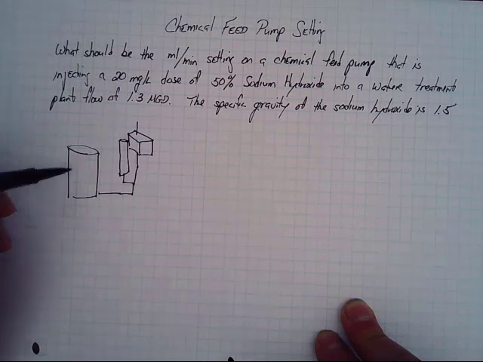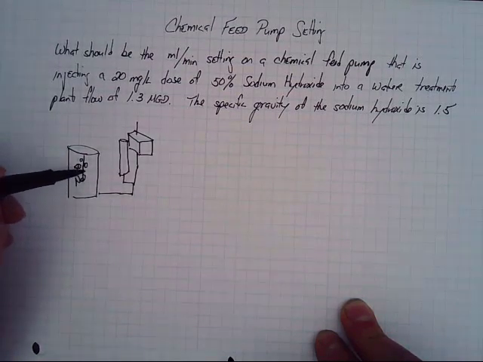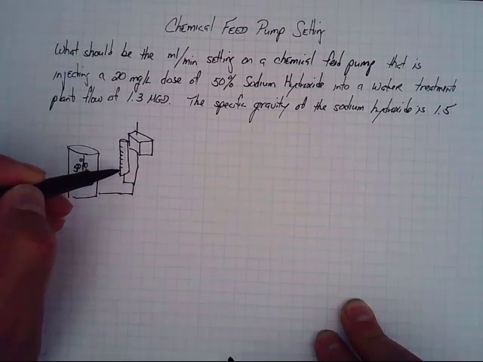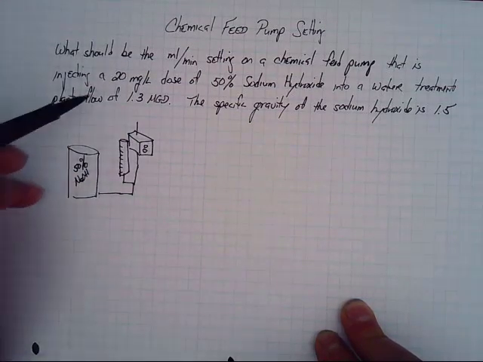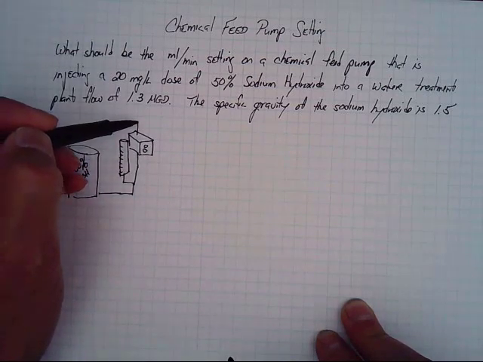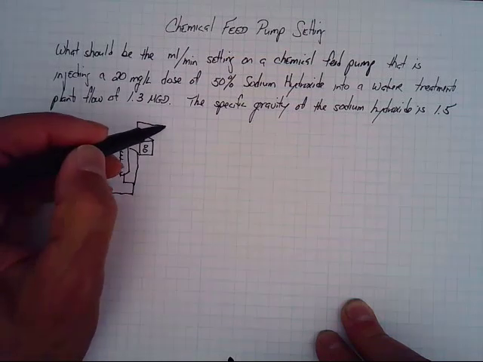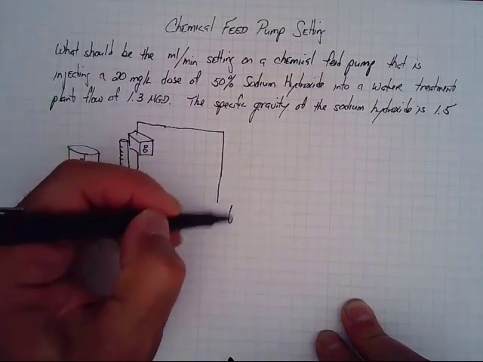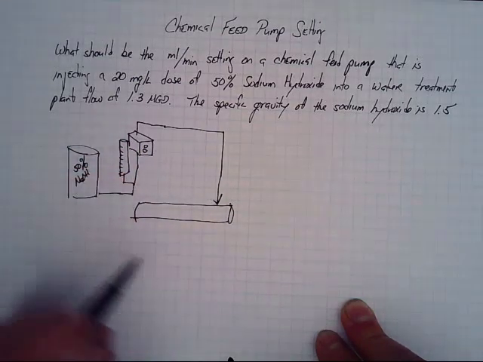So this is our storage container of 50% sodium hydroxide, which is often written NaOH. And this is what we call a calibration column. This is what we're going to determine our setting on our chemical feed pump. It's a small pump, has some knobs on it. The newer versions are digital, so push button. And it takes the liquid chemical and feeds it through the line and dumps it in to some location, and I'm just going to draw a pipe here at the treatment plant.